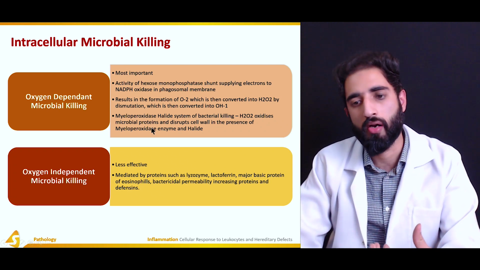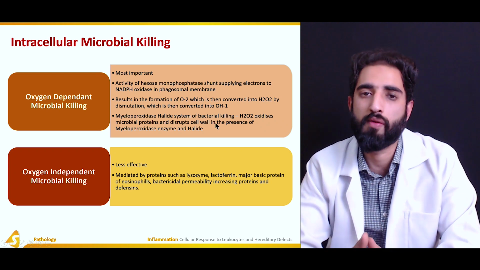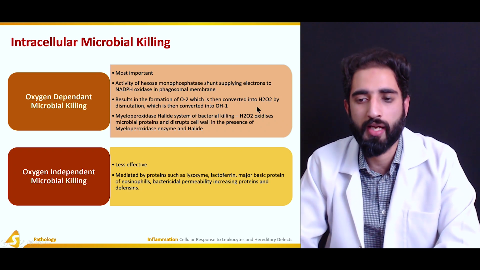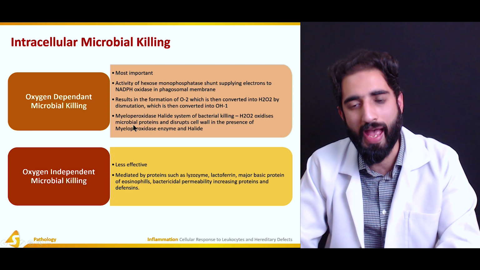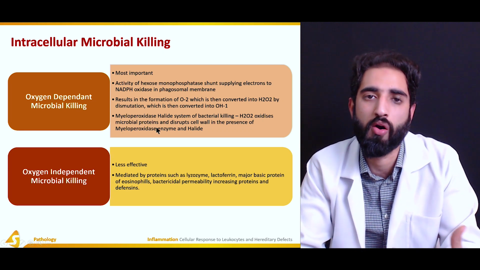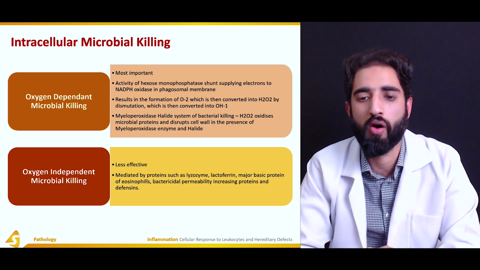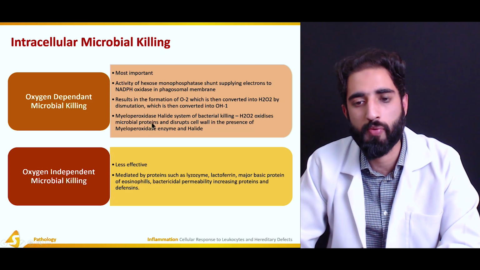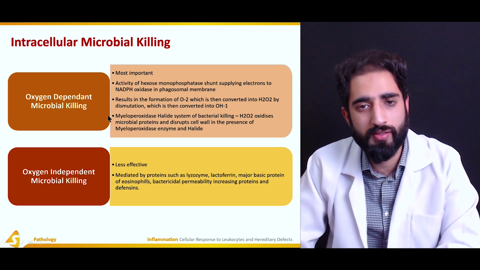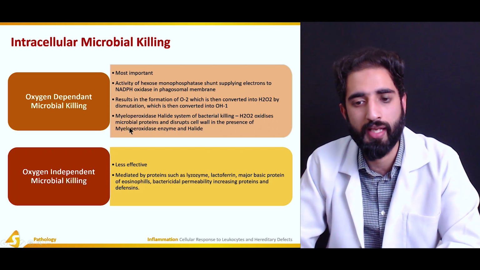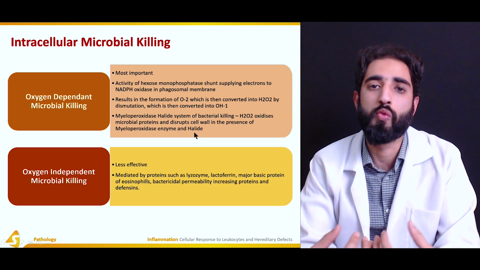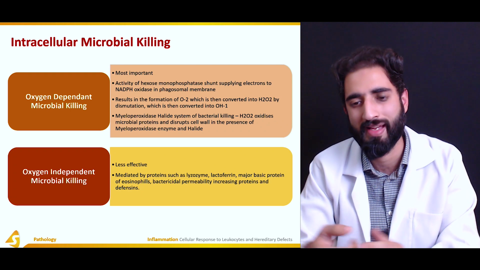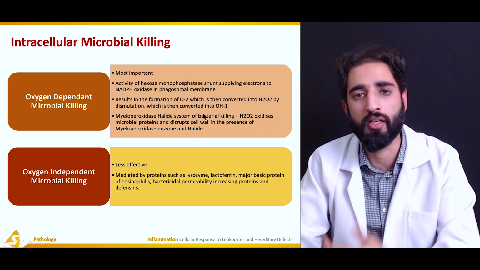Myeloperoxidase halide system of bacterial killing is perhaps the most effective way to kill the bacteria or the microbes, in which hydrogen peroxide oxidizes the microbial proteins and disrupts the cell wall of the bacteria or the microorganism, in the presence of the myeloperoxidase enzyme and halide. That's why it is known as the myeloperoxidase halide system. Myeloperoxidase is actually an enzyme. On the other hand, halides are actually a reactive form of nonmetals, for example, chlorine, bromine, iodine, and fluorine, etc. And the most commonly applied here would be chlorine.